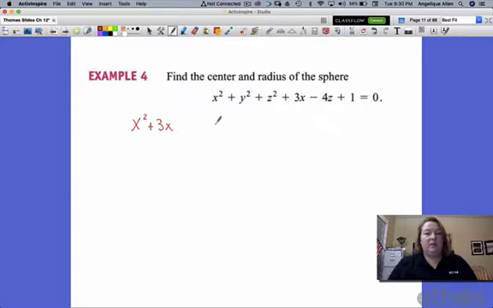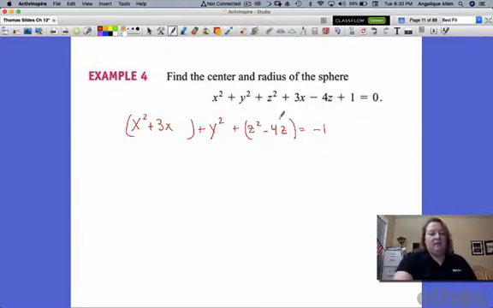Okay, I'm going to group these. Y squared, see there's no other y term, so we're good there. And then we'll do z squared minus 4z, and then we're going to move the 1 over to the other side of the equation to get it out of our way. So we're going to add in, and this should be a z. I crossed my z so they look different from 2's.